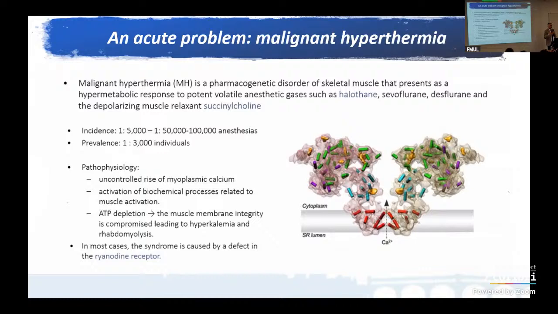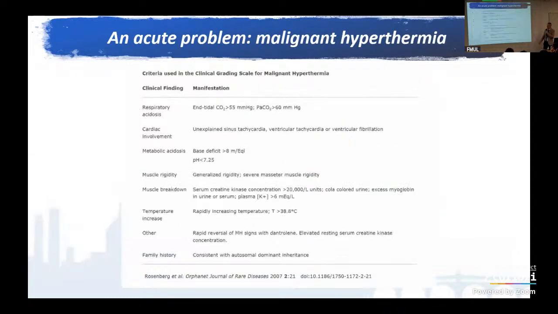Before any surgical intervention, anesthetists ask about familiarity with this problem because we may have respiratory problems, respiratory acidosis, cardiac involvement. We have muscle rigidity and muscle breakdown. We obviously have hyperthermia, but we also have other problems. And these patients are at increased risk of death. But we have the possibility to use therapies such as dantrolene, a well-established drug that works well in these patients. But suspicion is absolutely necessary.